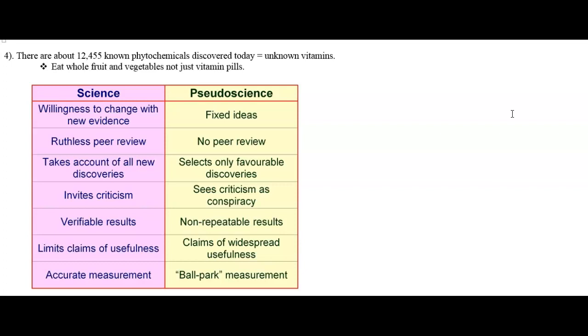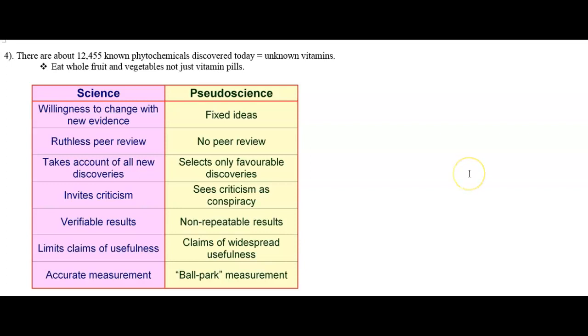So here's the comparison of science and pseudoscience. Science: willingness to change with new evidence. Pseudoscience: fixed ideas. Believe what you're going to believe and you don't care. Science is supposed to have ruthless peer review. No peer review in pseudoscience. Science takes account of all new discoveries. Pseudoscience selects only favorable discoveries.